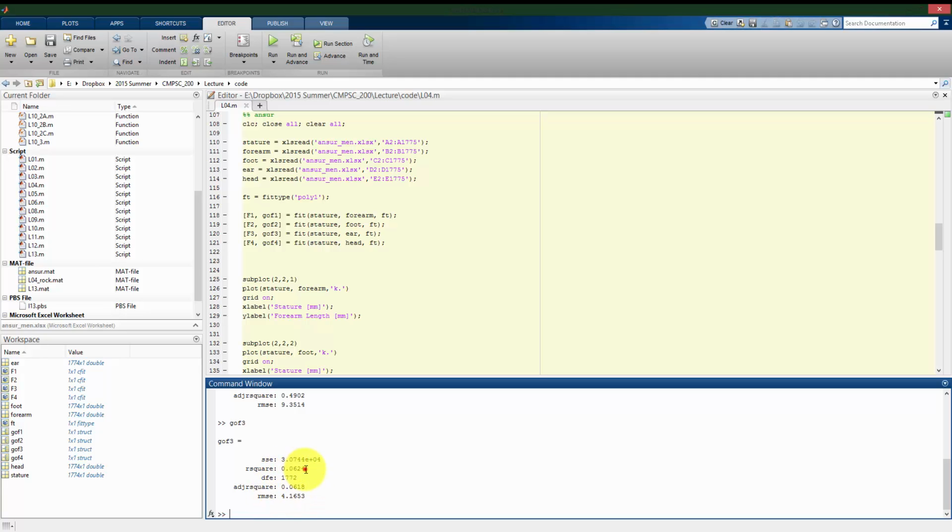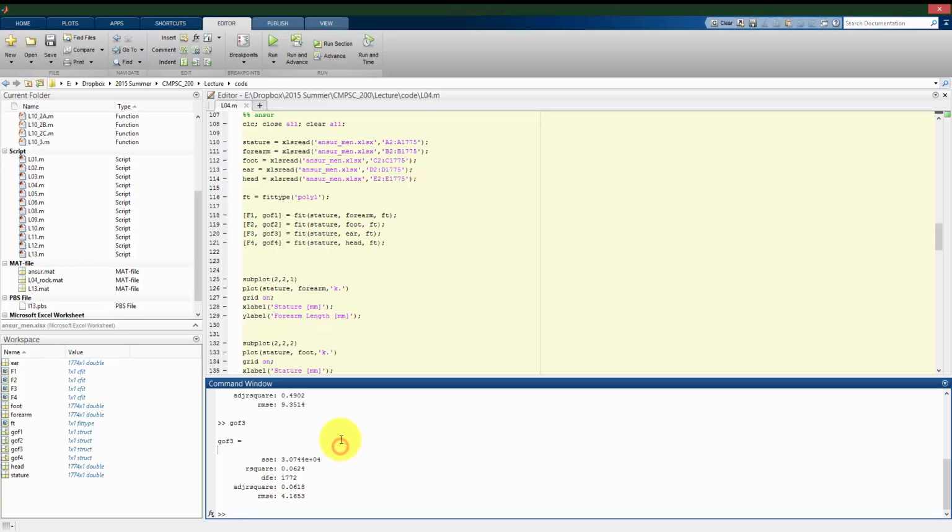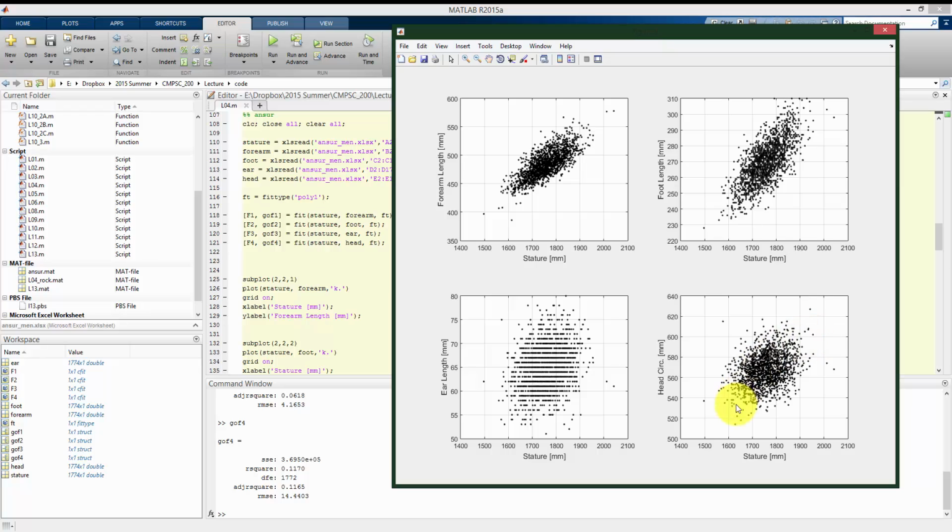Here we have an r-squared value of only 6%, or 0.06. So it's a very, very weak relationship using stature as a predictor of someone's ear length. And we're going to see a similar result in 4 when we look at stature versus head circumference. We have about a 12%, or 0.117, r-squared value. So there is a very weak relationship between how tall someone is and their head circumference.